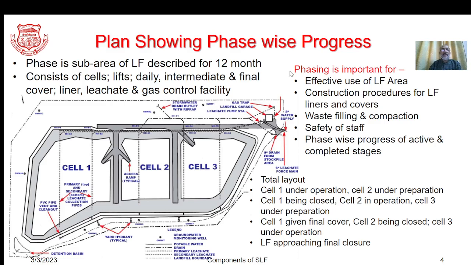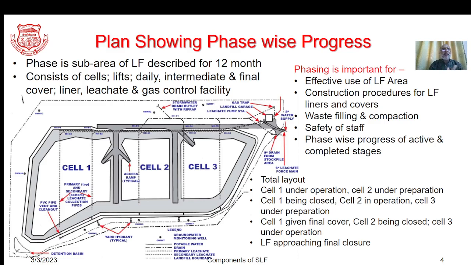Now let's try to understand what is the meaning of the phase and phase-wise progress. So phase is a certain sub-area of a landfill which is described for the various stages, say for example 12 months, during the operation and construction of that landfill.